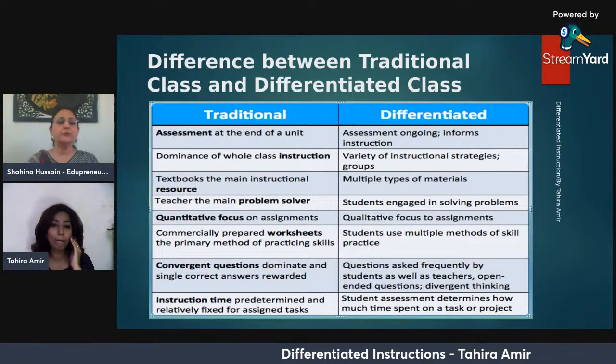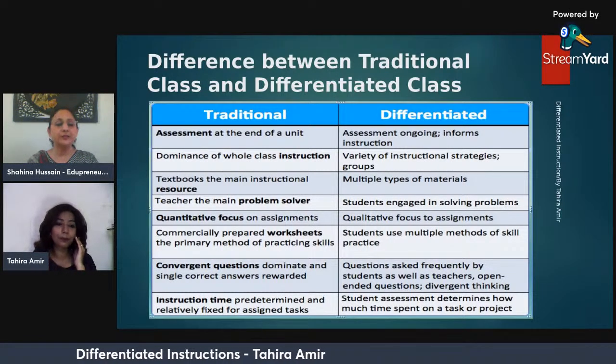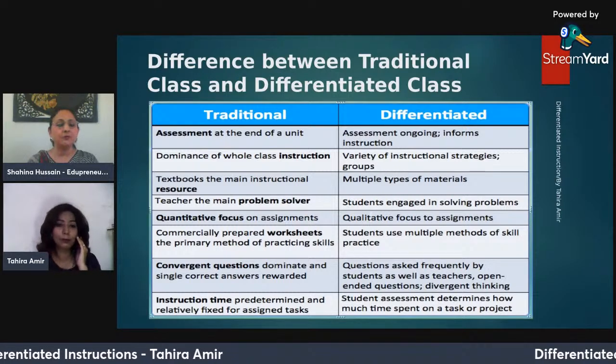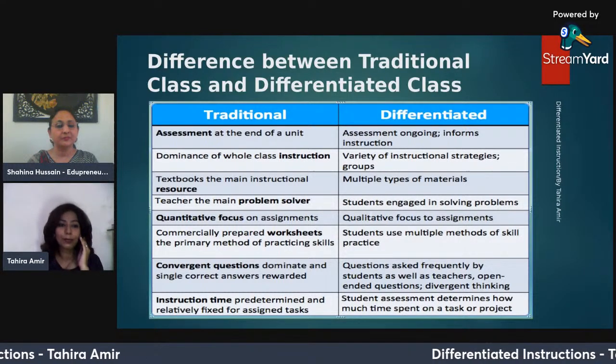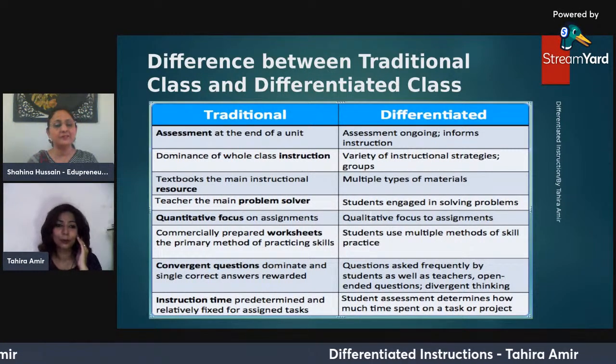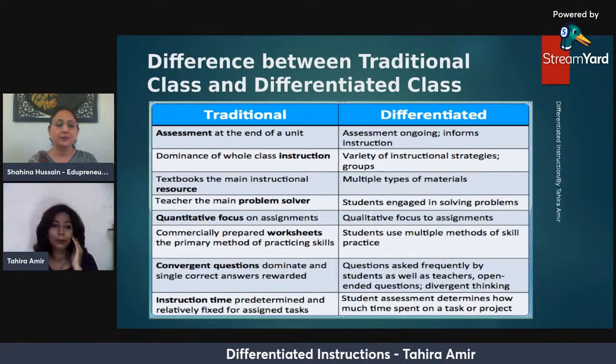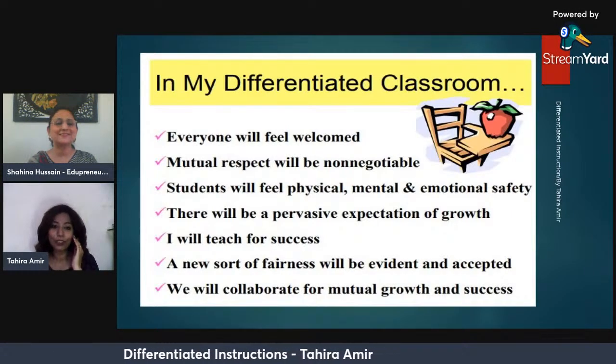Yes, it is the beauty of differentiated instruction that we do not need to jump into all the four elements at a time. Yes, we can address the things, we can go on according to the requirement and needs of the student. Yes.